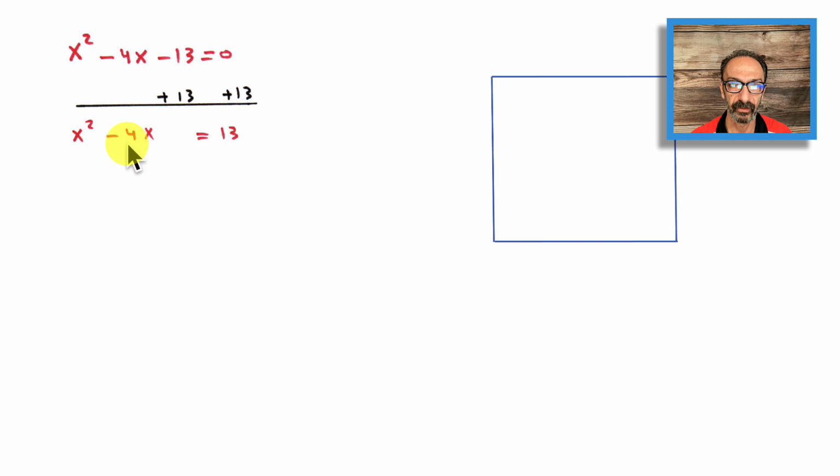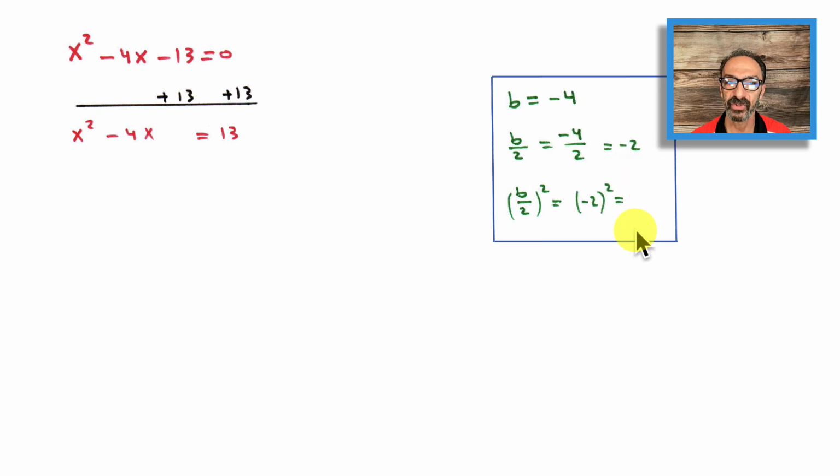Then what we do, we look at b. b is -4. I like to do the side work right here and come back. So b is -4. We're going to take half of that, so divide by 2. And b over 2 means -4 over 2, which is -2. Then we're going to square that. By squaring b over 2, which is -2, that's going to be -2 squared, which is +4.